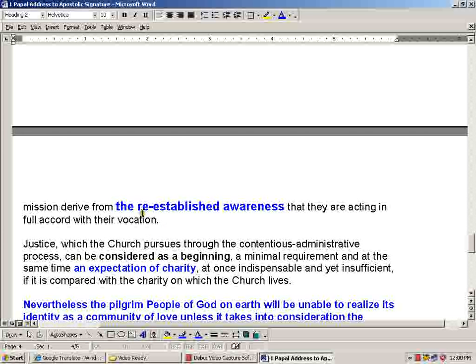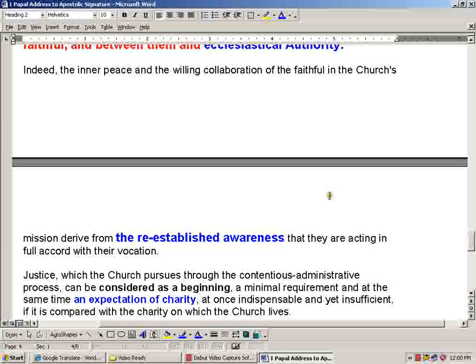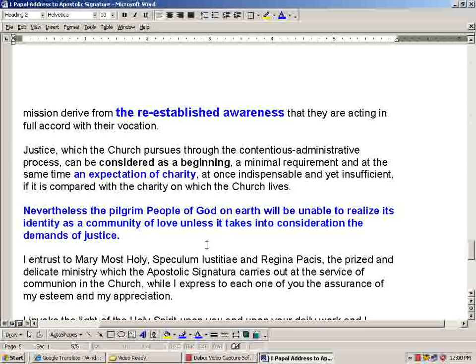Indeed, the inner peace and willing collaboration of the faithful in the Church's mission derive from the reestablished awareness that they are acting in full accord with their vocation. Right? We're supposed to go there and tell them we're supposed to be conforming the temporal order to the will of the Lord. Once we're aware of that, now we need to find out where to take the complaint. It looks like it's the Apostolic Signatura.